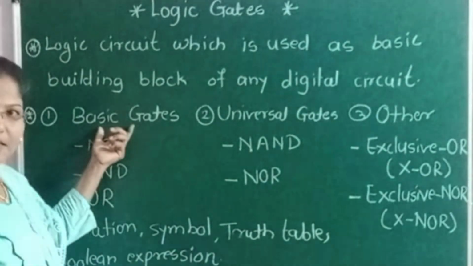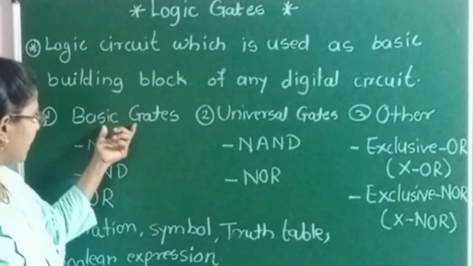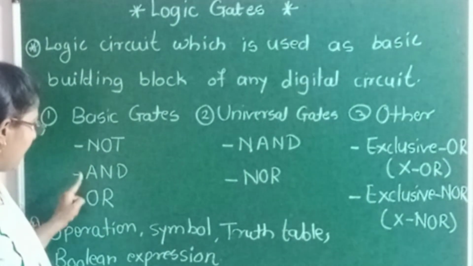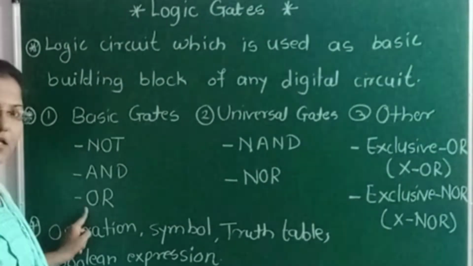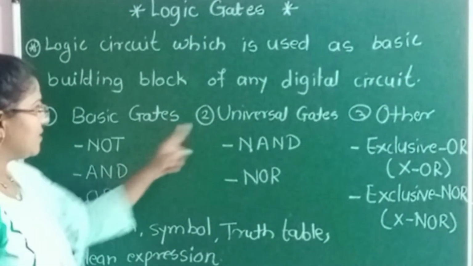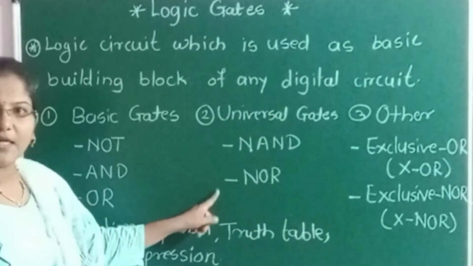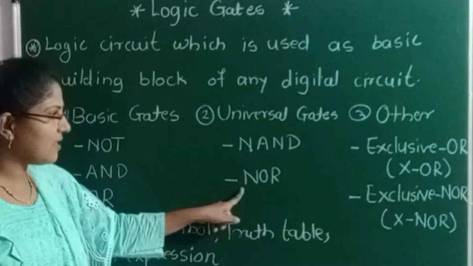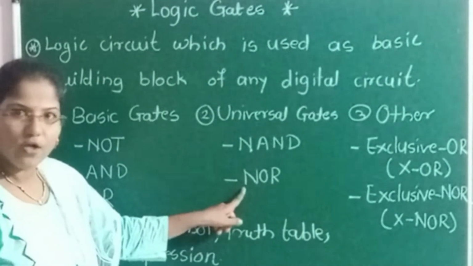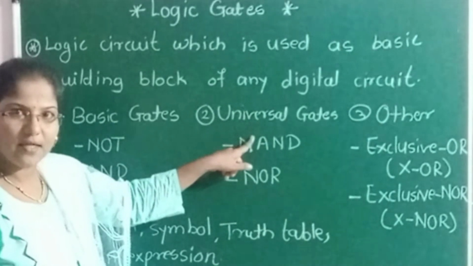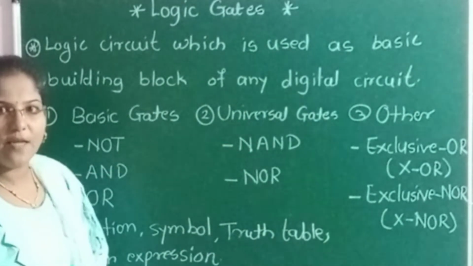First one is the basic gates. Under the basic gate, three examples are there. First one is NOT gate, then AND gate, and third one is OR gate. Second one is universal gates. There are two universal gates. One is NAND gate and another one is the NOR gate. So actually why these gates are called as the universal gate, I will tell you later. So please do watch the video till the end.